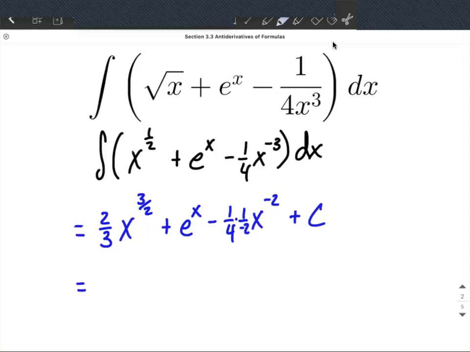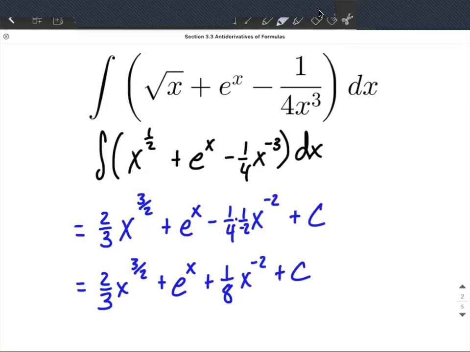And then let's clean this up just a little bit. So we have 2/3 x to the 3/2, and typically we're allowed to leave those written as fractional exponents. Now let's go ahead and say negative 1/4 times negative 1/2 is going to be positive 1/8 x to the negative second plus c. Now if you don't want to see the fractional exponent, you could rewrite that with a radical. And if you don't want to see the negative exponent, you can move that x to the denominator and make it x to the positive second power. But in our case, we're typically allowed to use fractional exponents or rational exponents, as well as negative exponents as well.